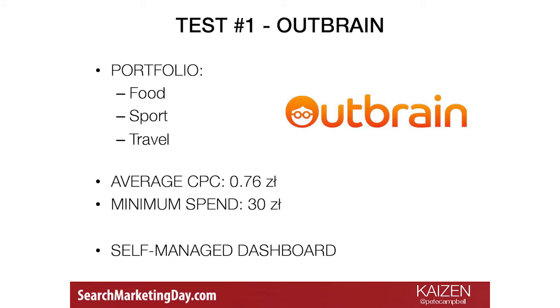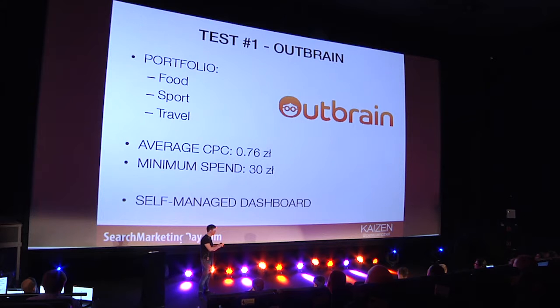Now, Outbrain is great if you want to dip your toes into native advertising, as it's only got a really low minimum spend of 30 zloty. And also, it can be completely self-managed online. Now, to do it, you've got to hack it a little bit. You've got to sign up on outbrain.com and give them a US address, but you can actually give it your own credit card details and stuff, and it works out fine.